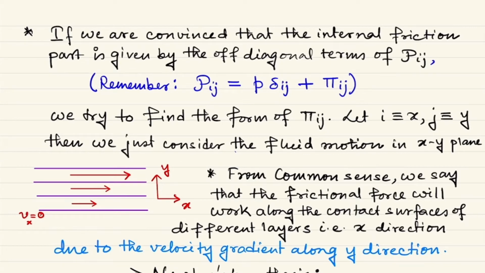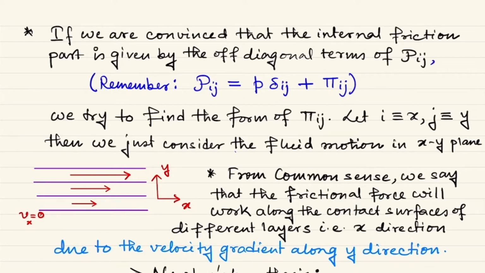Okay, and actually, historically, these equations were derived much before the development of this passage from kinetic to fluid equations. So let us consider any one component of this type of tensor. Let's say i is x and j is y. Then we just consider the fluid motion, let's say in the xy plane. So this is the xy plane, and we consider that the z direction is perpendicular to the plane of the paper.